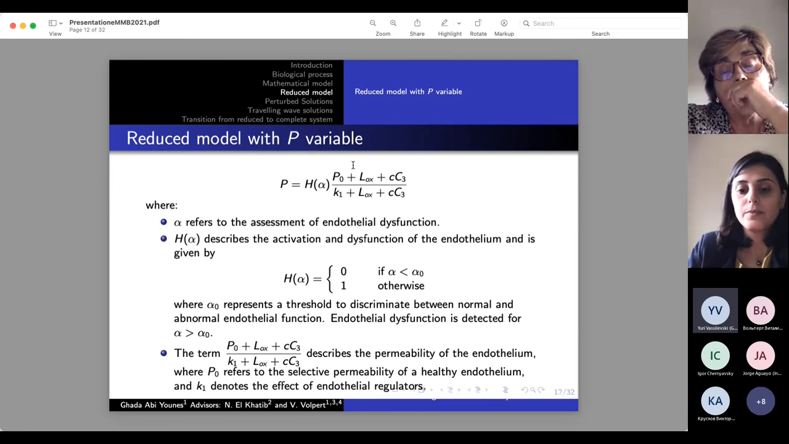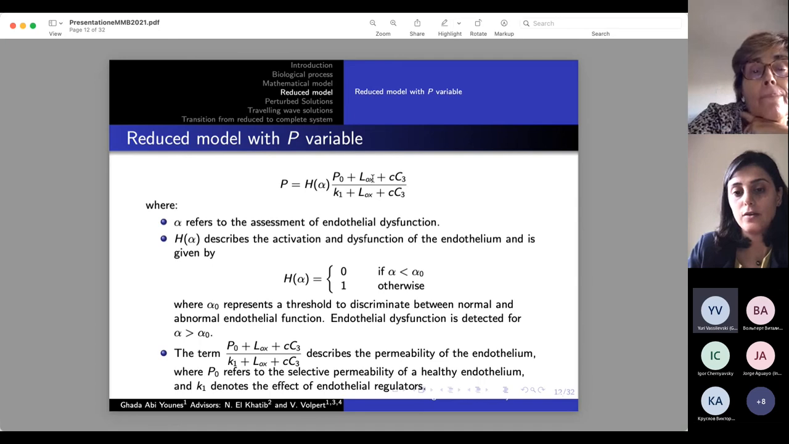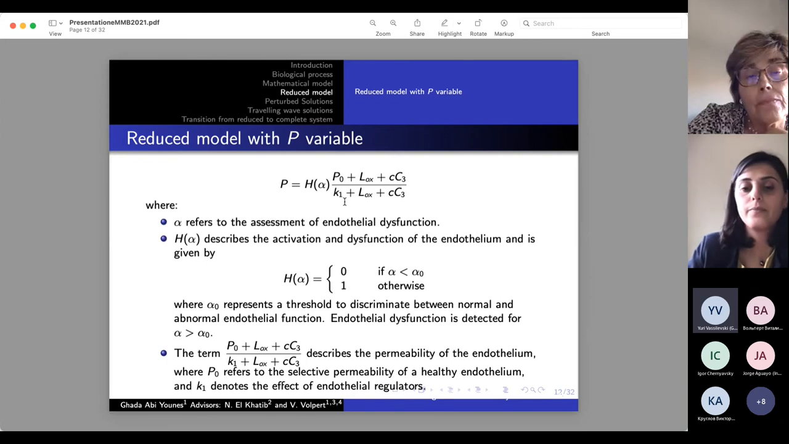This second term describes the permeability of the endothelium. Here we notice the term LOX, which means the concentration of oxidized LDL, and C3, the concentration of inflammatory cytokines. In fact, the presence of oxidized LDL and inflammatory cytokines promotes the damage of the endothelium, and this is why we have these terms here. The term P0 refers to the selective permeability of a healthy endothelium, and K1 denotes the effect of endothelial regulators. Among the endothelial regulators we can list nitric oxide, HDL, and so on.